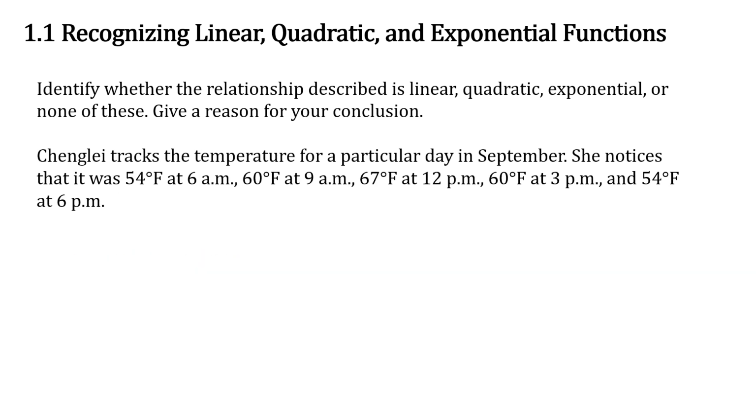Okay, so let's get our definitions. Oh, I'm sorry, here's one. Cheng Li tracks the temperature for a particular day in September. She notices that it was 54 degrees at 6 a.m., 60 degrees at 9 a.m., 67 at 12, 60 at 3, 54 at 6.